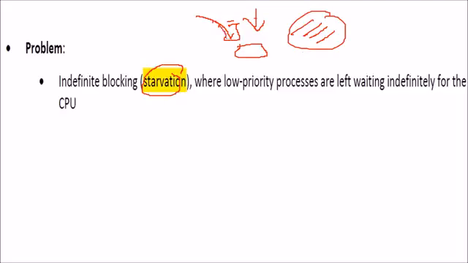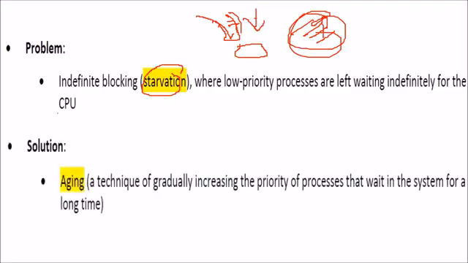Whenever other processes are coming, just increase the priority of these lower priority processes. This solution is called aging. Technically, it means increasing the priority of the processes that have been waiting in the system for a long time, so they will never be starved.